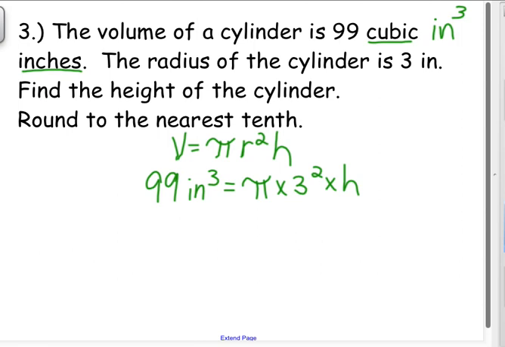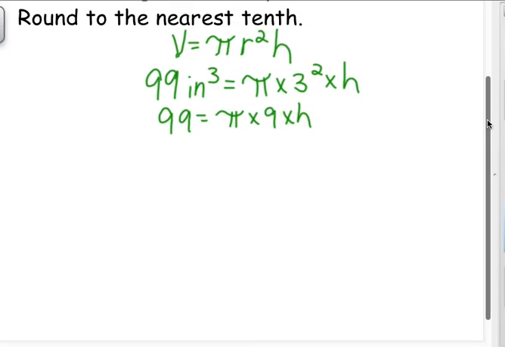All right, so let's start working this problem. What can I do? Well, I can square the 3. That gives me a 9. Now, ultimately, you're trying to get h alone. We're trying to solve for h. So that means I need to take that 9 and move it away from the h, and I need to take that pi and move it away from the h. So I'm going to start dividing by these things. I'm going to divide by 9 on this side and on that side. 99 divided by 9 is 11.